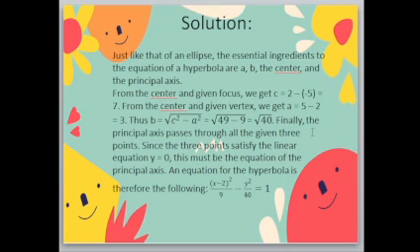Since 3 points satisfy the linear equation y equals 0, this must be the equation of the principal axis. So an equation for the hyperbola is therefore the following: (x minus 2) squared over 9, where 9 is the a squared, minus y squared, since our k is 0, so (y minus 0) squared is the same as y squared, and our b squared is 40, equals 1. So that's the equation of the hyperbola.